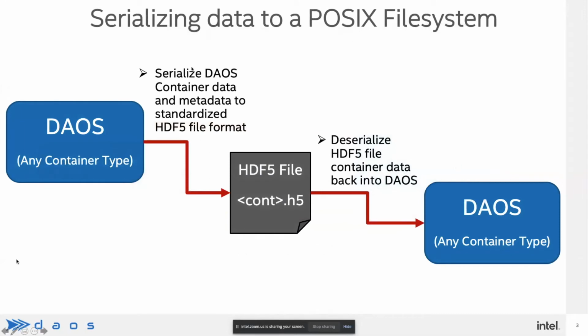Another way to store DAOS container data on a POSIX file system is with serialization, which can be done with any container type. DAOS serialization just means that the container data and metadata is written to an HDF5 file in a standardized format, and then this file is what's stored on the POSIX file system. When you are ready to use the data again, you would pass this file to a deserialization tool, which would re-import your data back into DAOS so that you can use it.